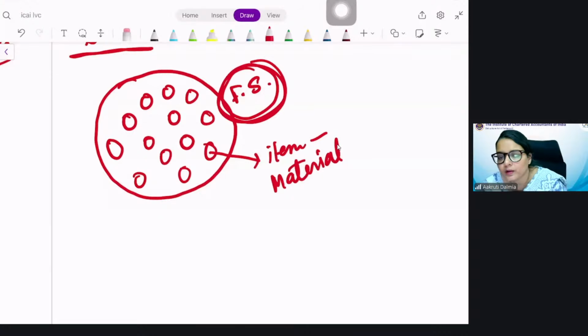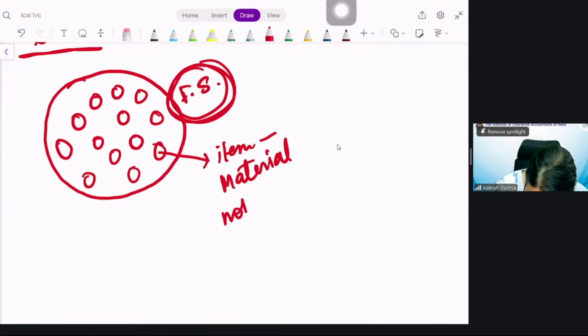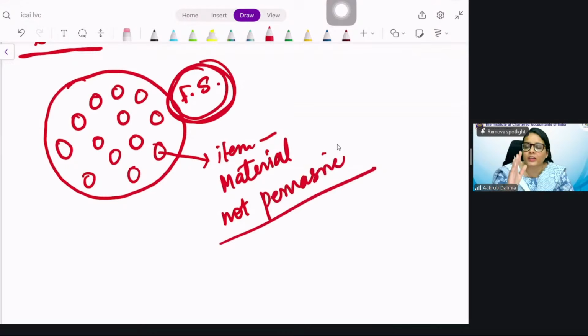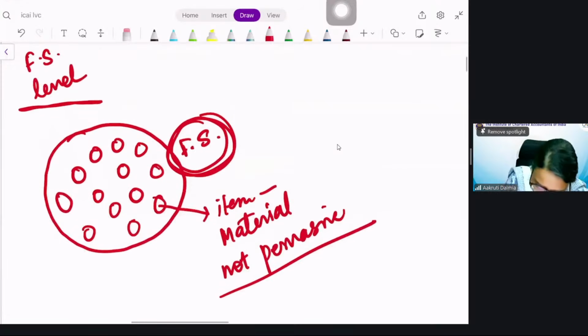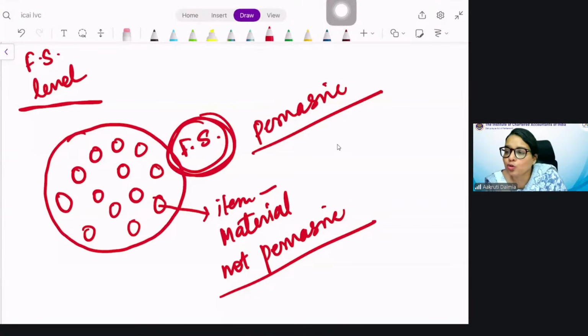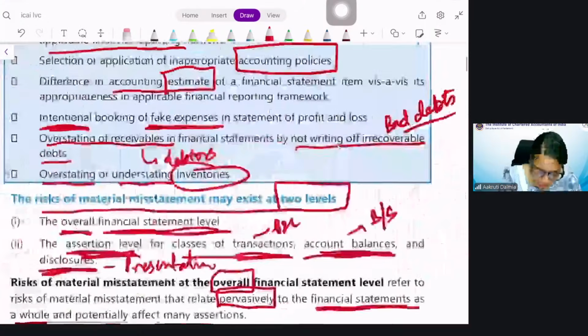Is it possible that I find some misstatement in inventory and it is a very big problem in inventory, but it may not be a big problem for the whole financial statement? Yes. So it is called not pervasive. But when something affects each and everything so much, then it is called pervasive.